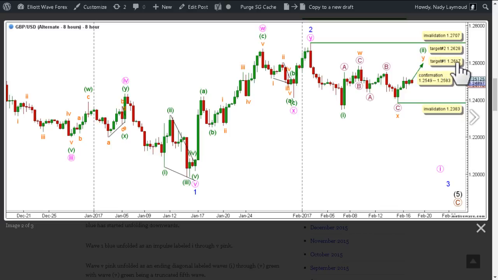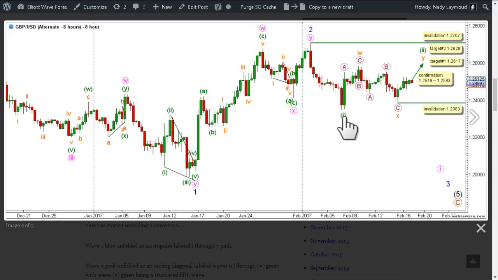The first target is at 1.2617, as at that level wave Y orange will reach equality with wave W orange. And the second target is at 1.2628, as at that level wave 2 green would reach 0.76 of wave 1 green. For this count to remain valid, cable should trade above 1.2383, as within wave Y orange, no B wave may retrace more than 100% of its A wave, and to remain intact, cable would have to trade below 1.2707, as wave 2 green may not retrace more than 100% of wave 1 green.